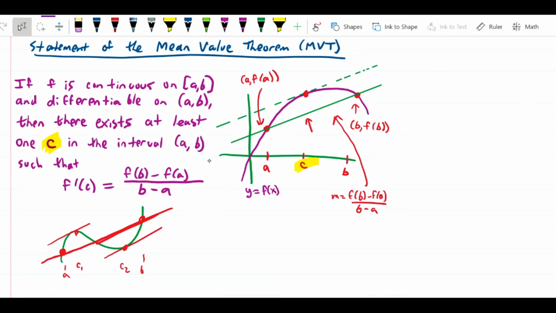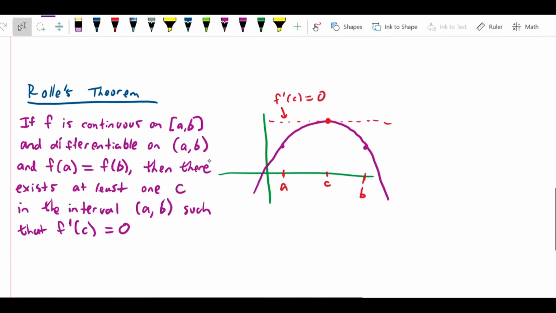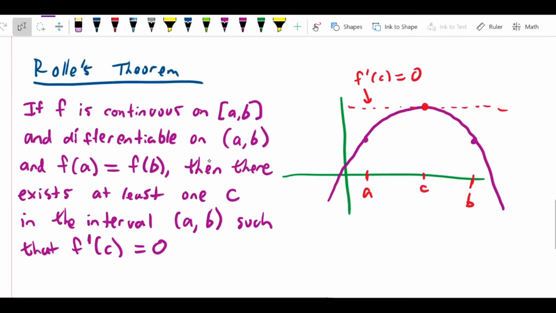Now, historically this came earlier in time, but there is a special case of the mean value theorem, which is called Rolle's theorem. What this states is, again, we assume the same conditions about f of x. We say that if f of x is continuous on the closed interval [a, b] and differentiable on the open interval (a, b), and now we're going to set the condition that f(a) equals f(b), then there exists at least one c in the interior of the interval such that f prime of c is 0.